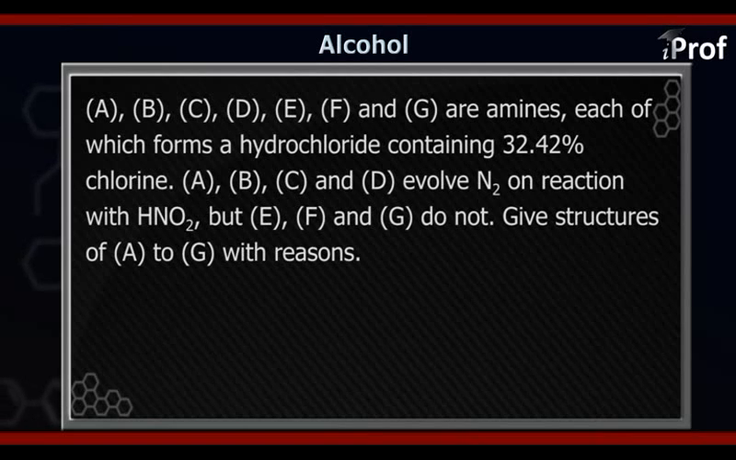Will be the primary amines, and the rest of the amines, that is E, F and G, would not be primary ones. They would be either secondary or tertiary. That we will see in the question. Now, we are also given that each of these amines forms a hydrochloride which contains 32.42% chlorine.